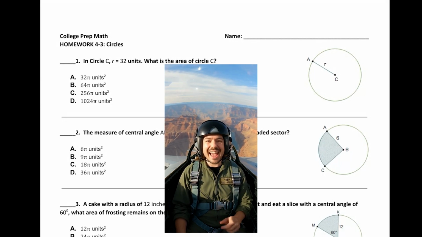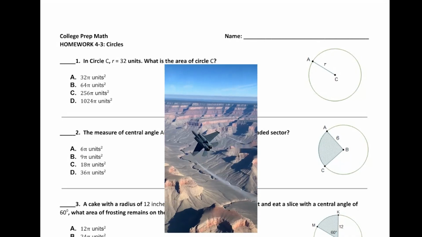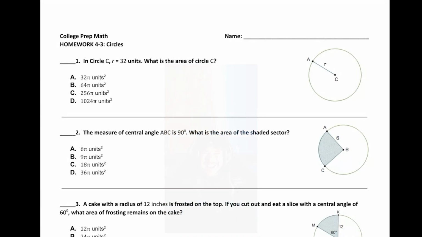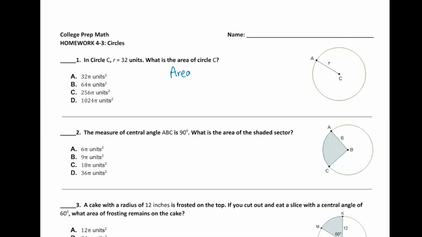Think about it. In circle C, r equals 32 units. What is the area of circle C? So the formula for area of a circle is pi r squared. Since the radius is 32, we can say this would be pi times 32 squared.